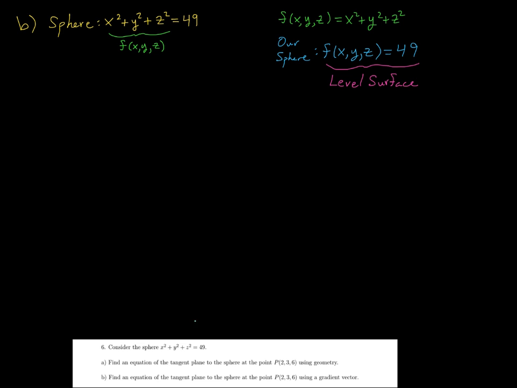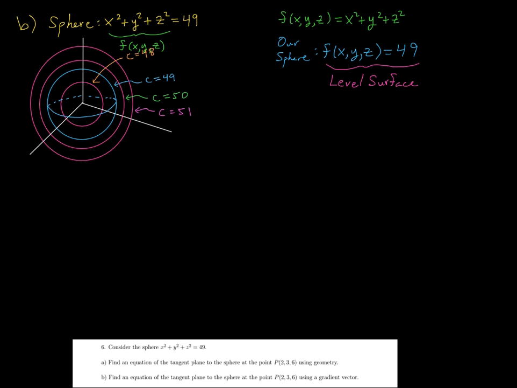So here's the key insight to solving part B, where we're going to use a gradient. We're now thinking about our surface, which is this sphere in blue, as one of many level surfaces for this function we're calling f, which is just the left-hand side of the sphere equation. A general level surface is just of the form f of x, y, z is equal to c. So if I set that right-hand side to 49, I'm just going to get our sphere. If I set it, say, to 48, I'd get a sphere of radius root 48. If I set c to 50, it'd be a sphere of radius root 50, and so on and so forth. Okay. So why is this useful?